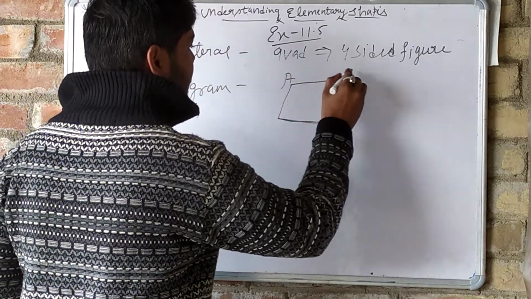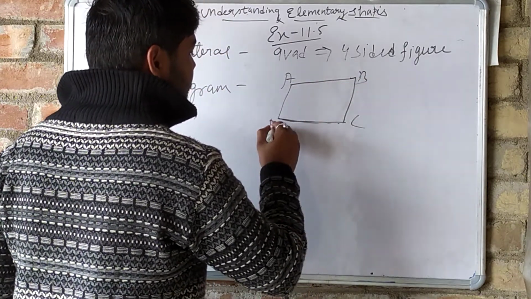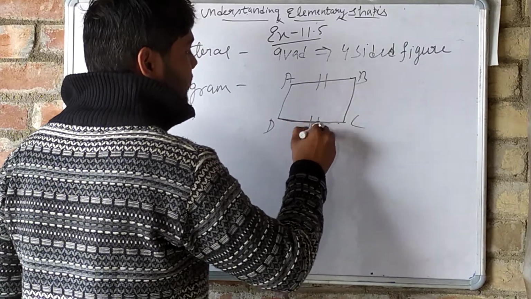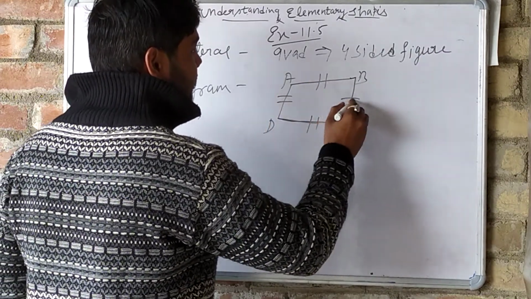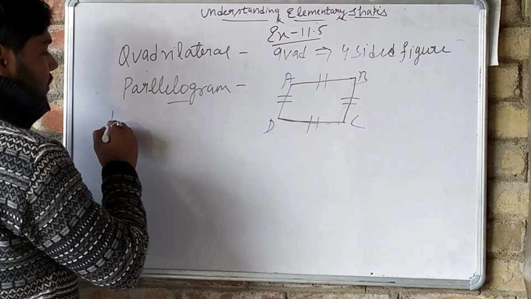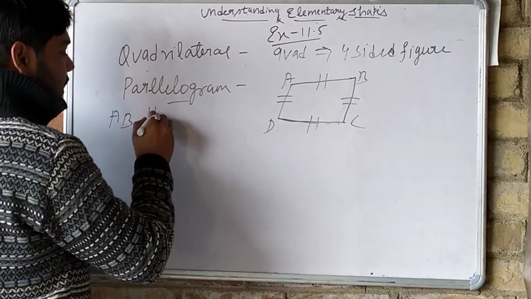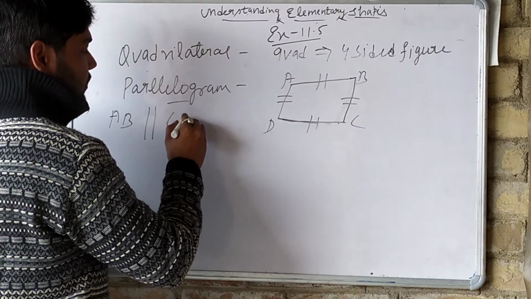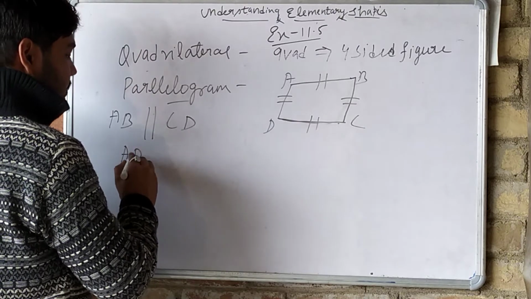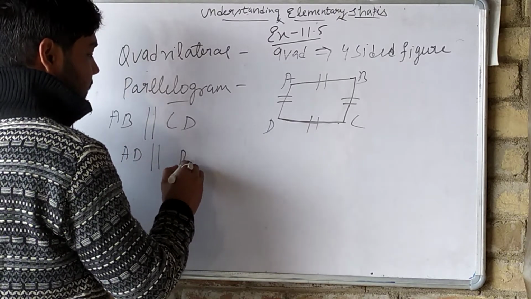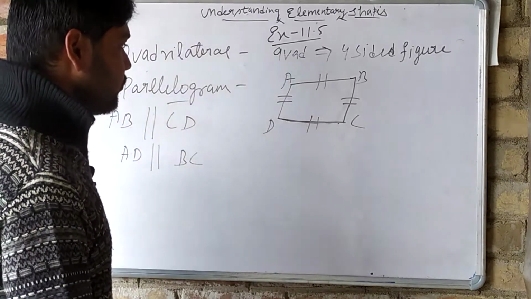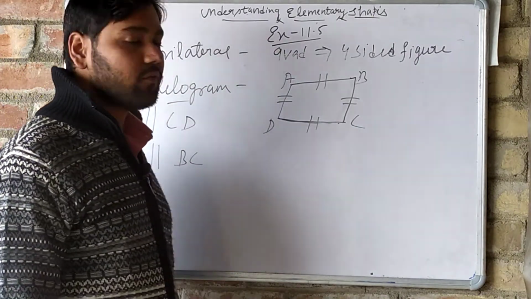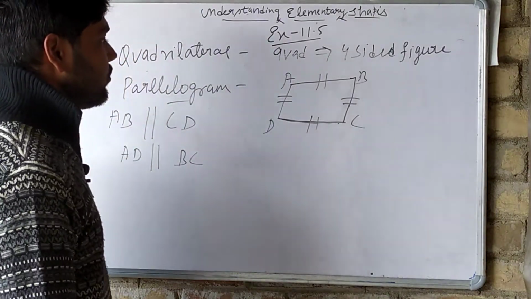This is a parallelogram. In this, AB is parallel to CD and AD is parallel to BC. When these two pairs of sides are parallel, then the figure is known as a parallelogram.